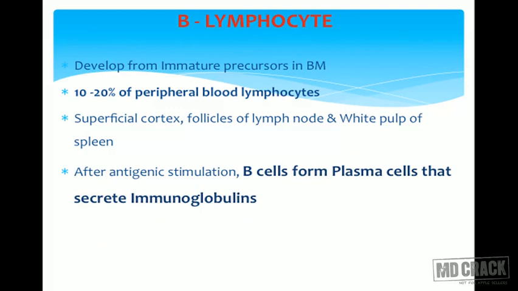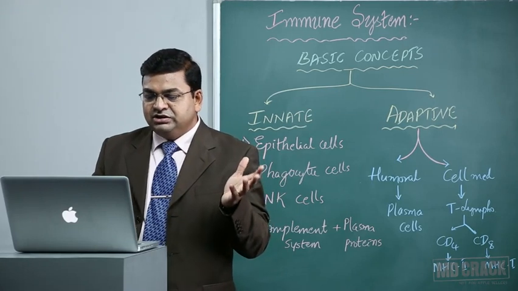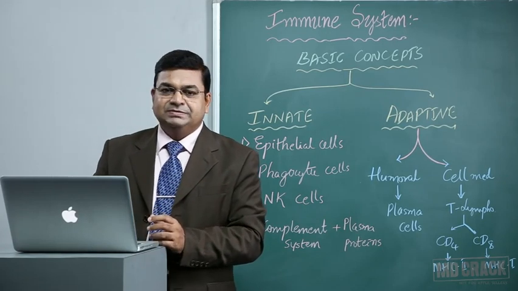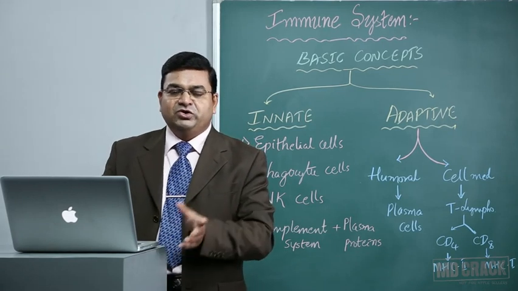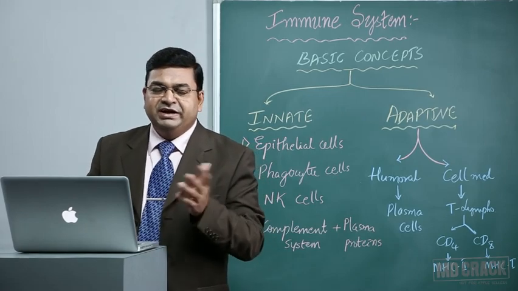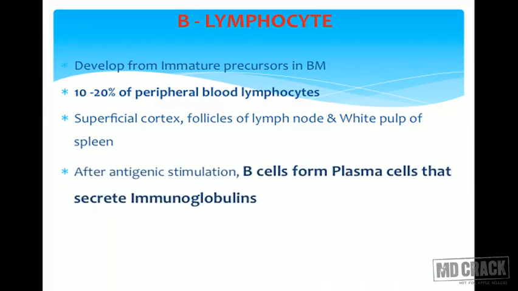B lymphocytes develop from the immature precursor cells in the bone marrow. Around 10 to 20% of the peripheral circulating blood lymphocytes are B lymphocytes. So in peripheral blood, we predominantly see T lymphocytes, and only around 10 or 20% are B lymphocytes. But remember, morphologically you cannot differentiate B and T lymphocytes. You need immunohistochemistry markers to differentiate these two lymphocytes. The B lymphocyte rich areas are the superficial cortex, the lymphoid follicles of a lymph node, and the white pulp of the spleen. So these are the B lymphocyte rich areas.